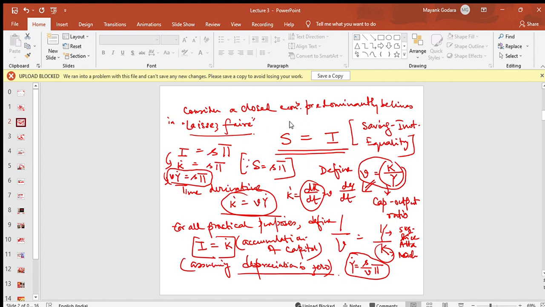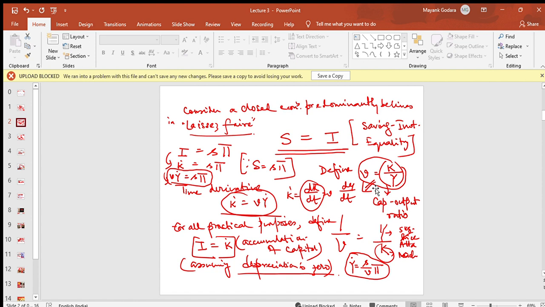So consider a closed economy predominantly based on laissez-faire. In laissez-faire there is no government intervention, and in a closed economy there will be no export. So you can say that saving will be equal to investment. So from the earlier equation we can replace S and we will get I equals S into pi.